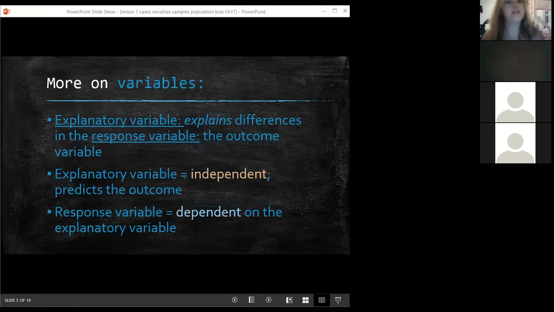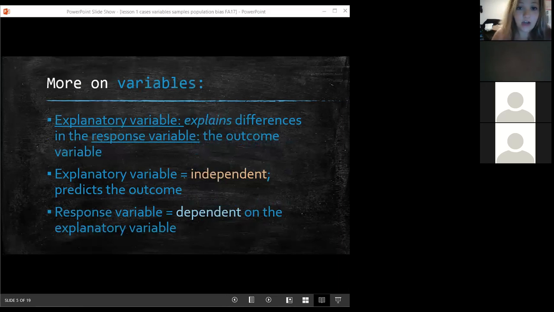Okay, so then if we're talking about variables in regards to how they relate to each other, we have our explanatory variable, which explains the response variable. So explanatory has that explain part to it. Sorry, I'm going to get my little notepad out here. Okay, and our response variable is going to respond to our explanatory variable. So we also call that the outcome variable because it's going to be whatever the outcome is.